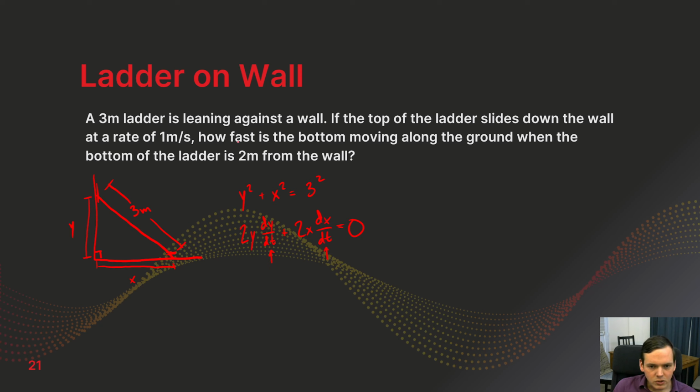We wanted to solve for how fast the bottom is moving. So that's our x direction. So we want to solve for this dx dt right here. Doing some math, we get 2x dx dt is equal to negative 2y dy dt. The 2's can cancel, and we get dx dt is equal to negative y over x times dy dt.